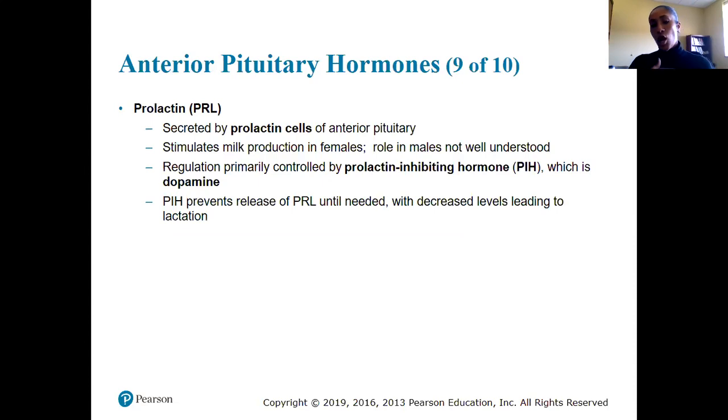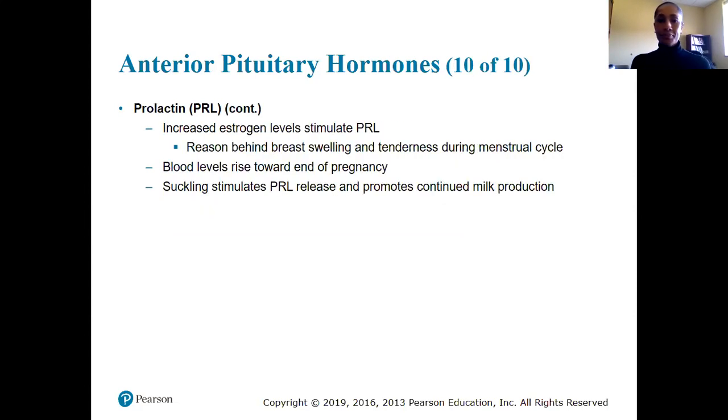So for instance, we're only going to need, as females, prolactin to be active after a baby is born and a mother needs to supply milk for the child. There's no need for prolactin to be activated and causing the mammary glands to make milk when a woman is not needing to feed a child. So for this particular hormone, we kind of focus more on the prolactin inhibiting hormone as a suppressor to this hormone until needed.